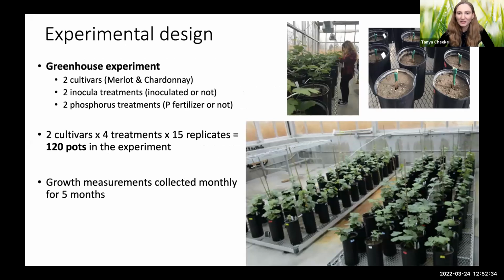So here's a picture of our greenhouse experiment. We had the two cultivars, Merlot and Chardonnay, two inocula treatments, pots were either inoculated or not, and two phosphorus treatments. They either got phosphorus fertilizer or not. And then we had 120 pots in the experiment, and we collected monthly growth measurements over 5 months.